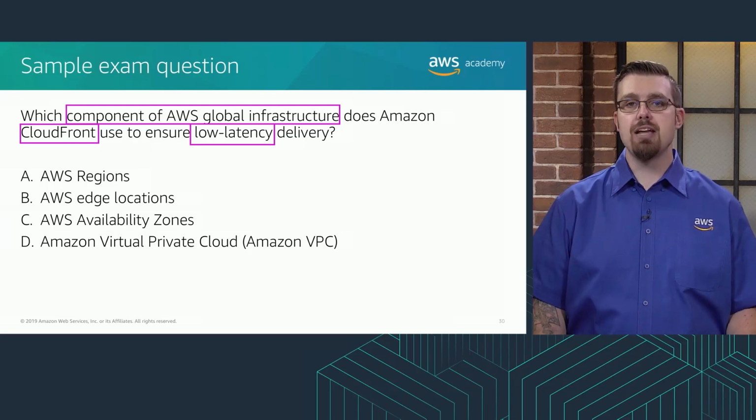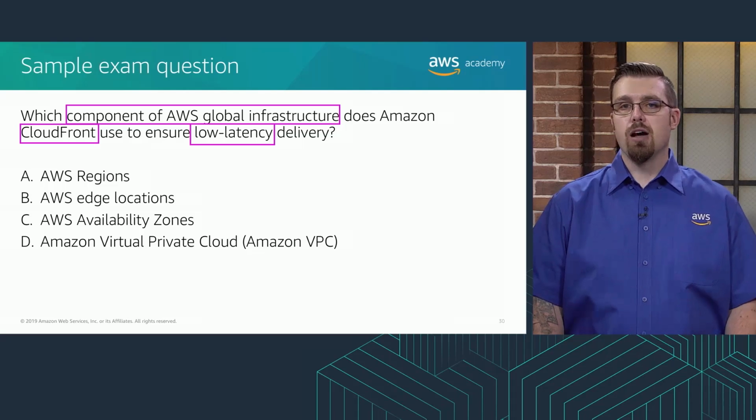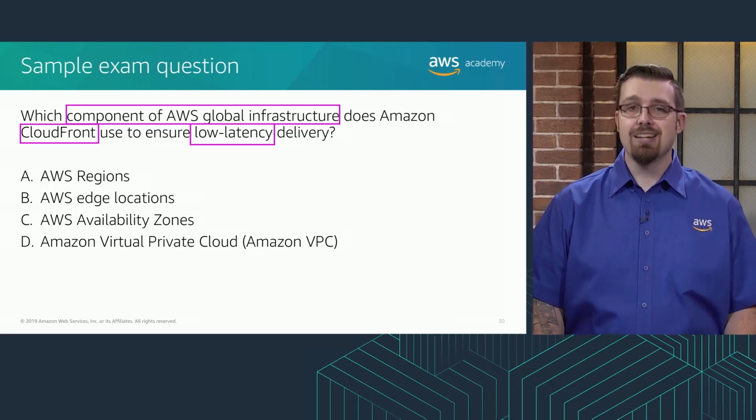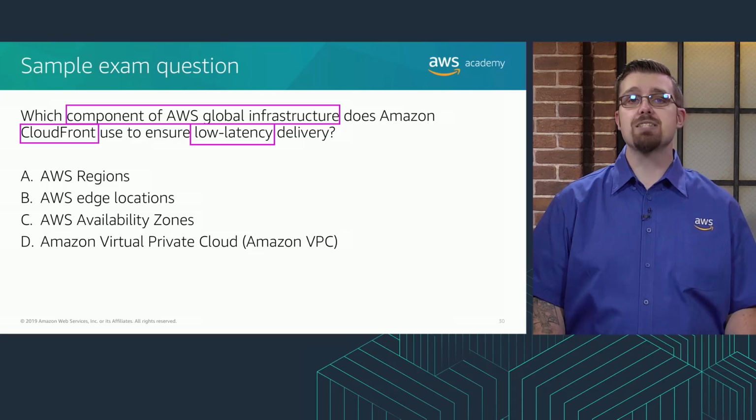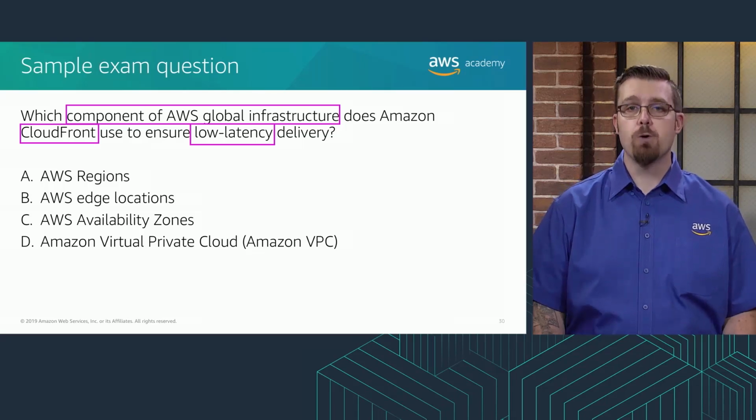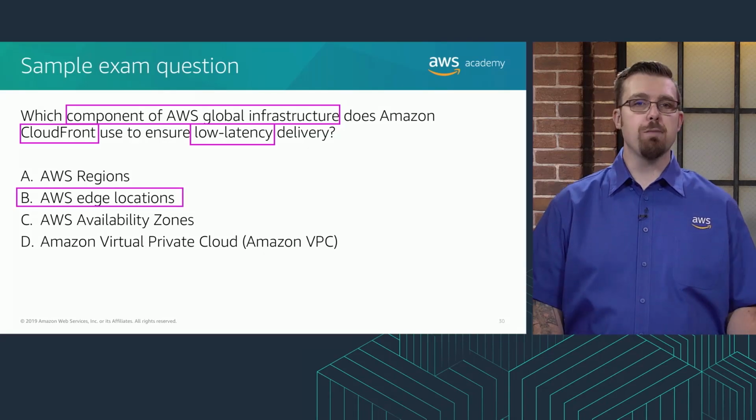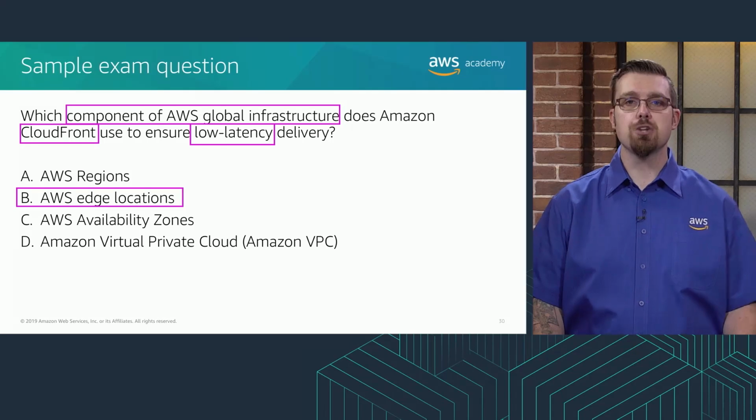CloudFront indicates the AWS service. It is important to know which AWS service the question focuses on. Achieving low latency is significant. The use of another service might depend on a different benefit. Low latency indicates the benefit that is provided by the component that you are looking for. Using the information discovered from the question, we can determine that the correct answer is B, AWS Edge Locations.